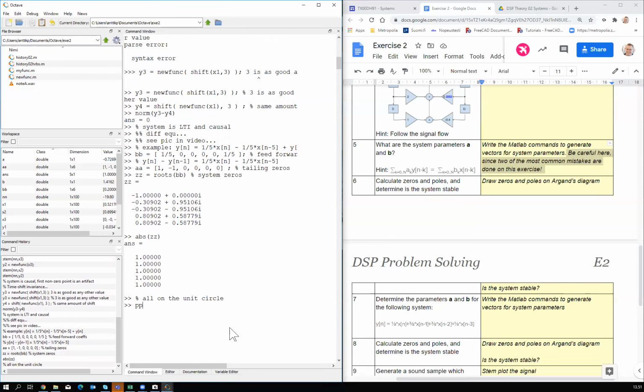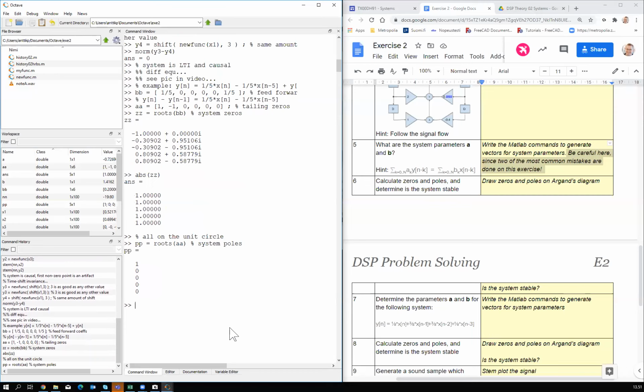Okay, then I can calculate the poles. Roots of the polynomial defined by A. So these are the system poles. Okay, 1, 0, 0, 0, 0. Okay, 1 actually is right on the unit circle. This one here. The rest of those are at the origin. But anyways, I think we also have, hey, wait a minute. It's correct.